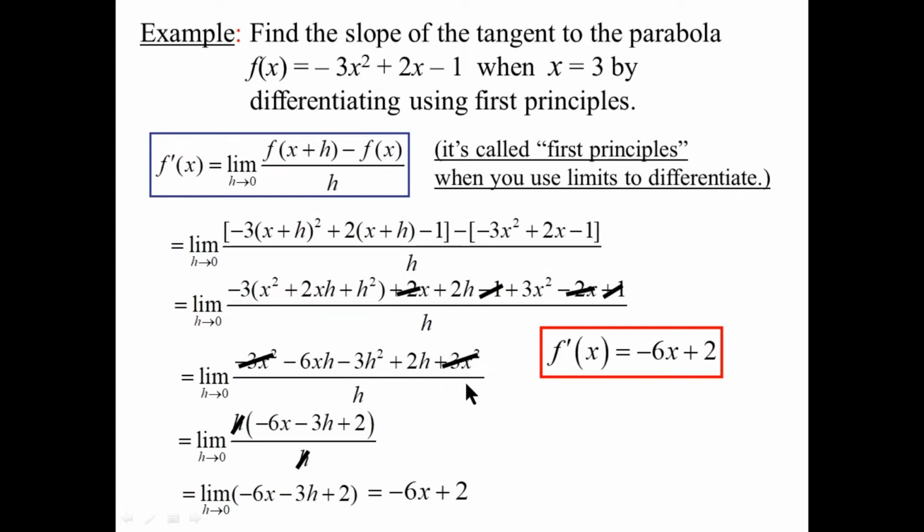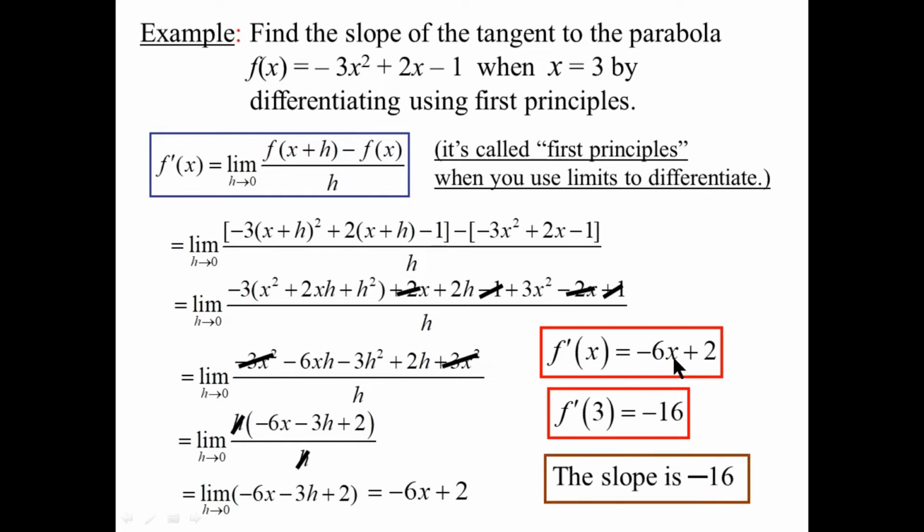And so we can get the slope at any spot along that curve. If you'd like the slope when x equals 3, simply sub in 3 here for x. f prime of 3 is minus 16. So the slope when x equals 3 is minus 16.